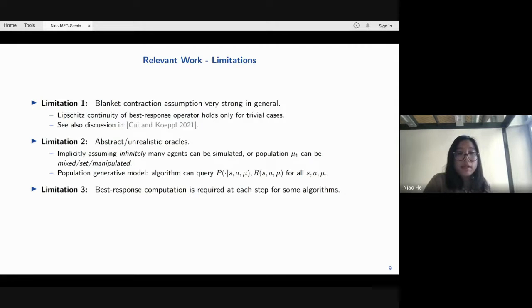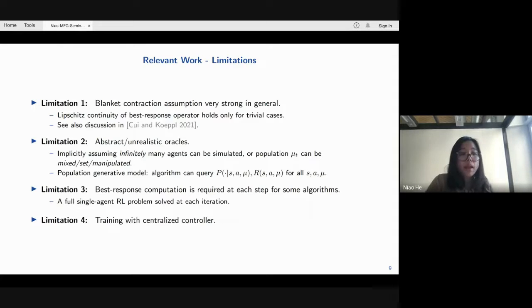As I mentioned earlier, many of these algorithms require computing best response at every iteration. This basically reduces to solving a full single agent reinforcement learning problem, which can be very expensive. And lastly, but also most importantly, I would say that most of this work implicitly assumes that there is a centralized controller that can coordinate among all agents so that they will be able to deploy the same policy at the same time in order to mimic the mean field games.